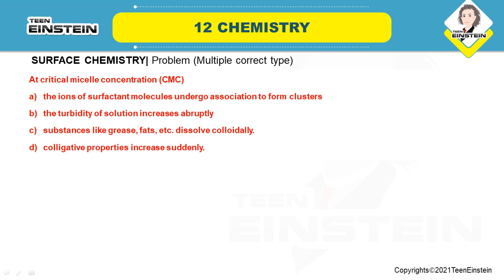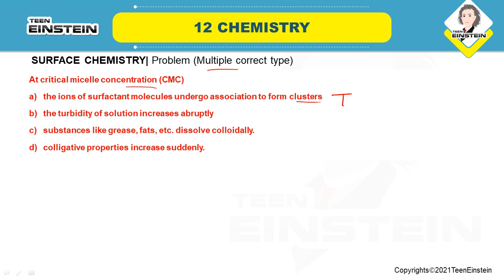So here micelles are basically formed by surfactant molecules when a large number of surfactant molecules are associated together to form a cluster, and these clusters now will have the dimension of colloidal particles. These clusters are known as micelles. So at critical micelle concentration, obviously micelle formation takes place, because below CMC it doesn't take place, right? So the first statement is actually correct, true. It is a multiple correct question, so more than one may be correct.